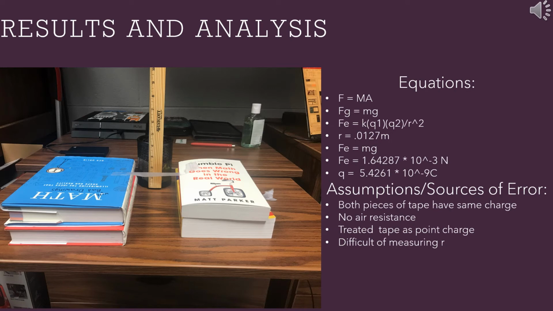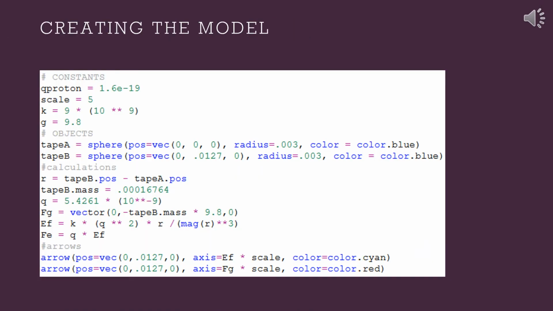There were two other assumptions made too, since I ignored air resistance and treated the tape as a point charge instead of a charged strip. These assumptions, as well as the difficulty of using the ruler to measure the R value, all are sources of error. My first step in creating the model was to put in constants such as K and G.